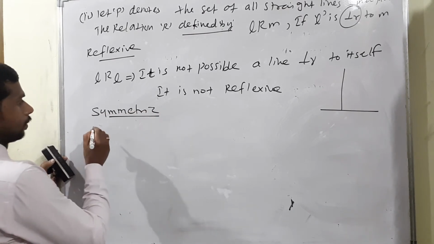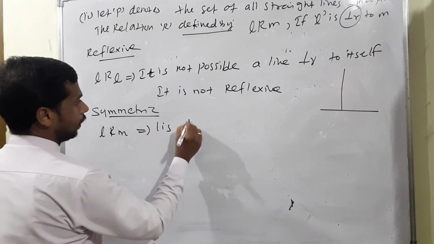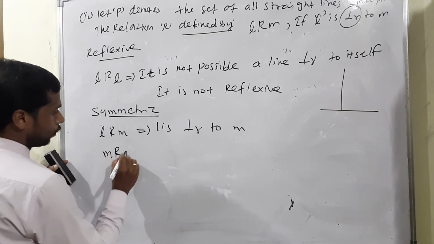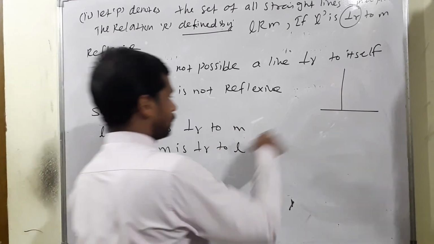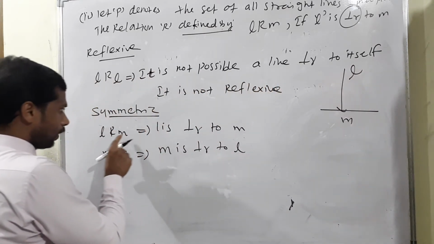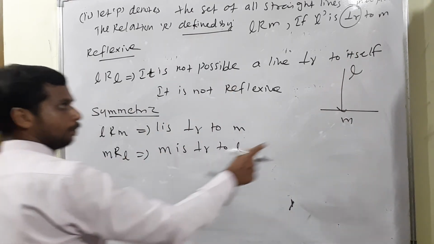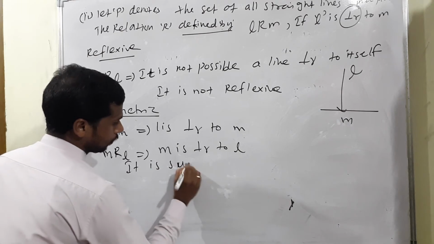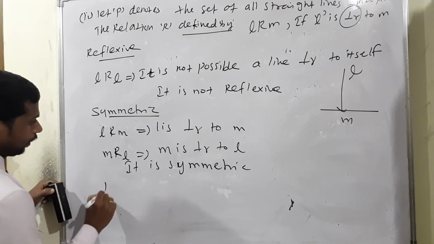Now symmetric means L related to M means L is perpendicular to M. At the same time, M related to L means M is perpendicular to L. Is it possible? Yes, because this is line M and this is line L. Therefore L is perpendicular to M, and at the same time M is perpendicular to L. Therefore it is symmetric. Next one, transitive.